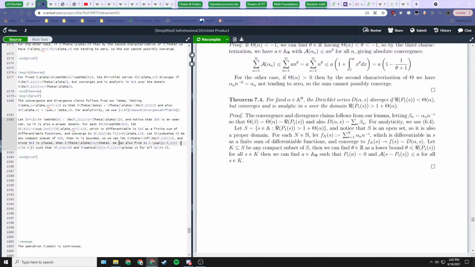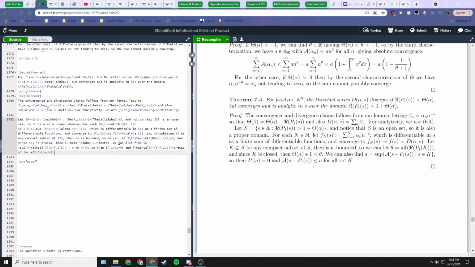Although we don't want to do this either, we want to do A of S minus P1 of S, such that S is in K. So then P1 of A is 0 and A of S minus P1 of S is bounded by A for S in K. Okay. This is good. Now we just have to prove convergence.